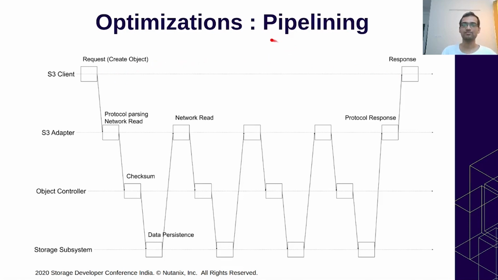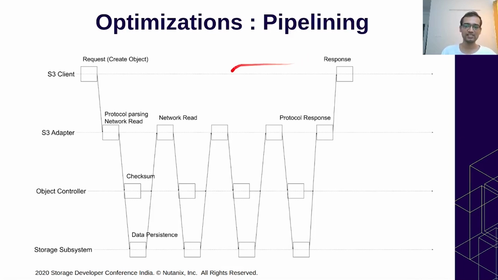Now, the first optimization that we are going to discuss is the pipelining of some of the stages of this process. And as the name already suggests, this is essentially trying to overlap some of the activities that we perform to reduce the overall latency of the operation. So here is the first set of optimization that we do in terms of pipelining the request.